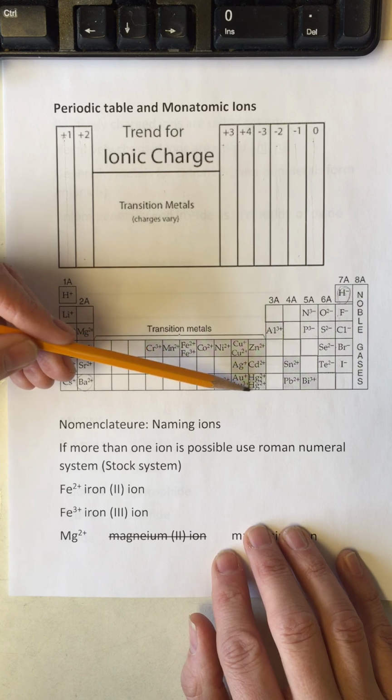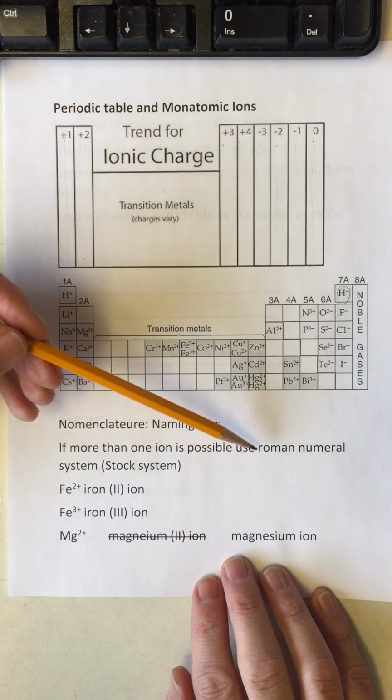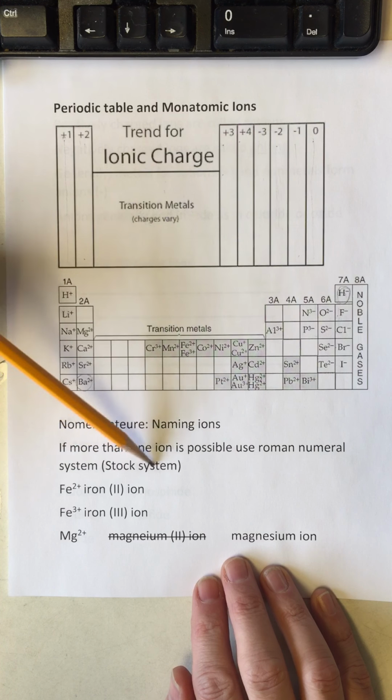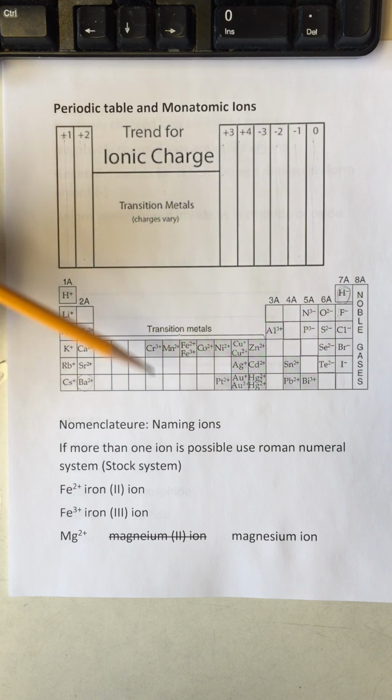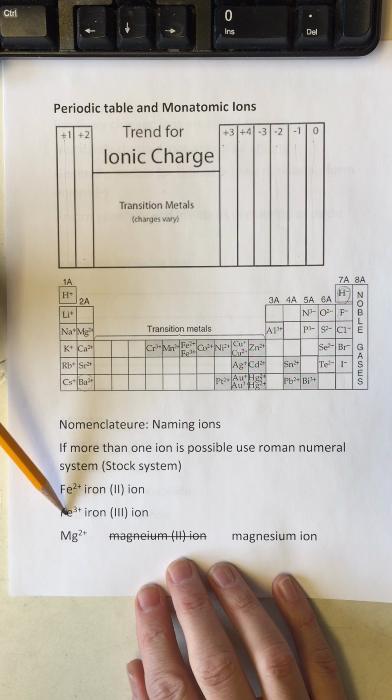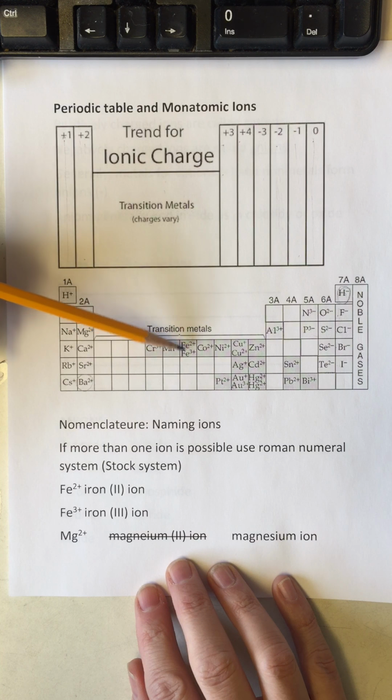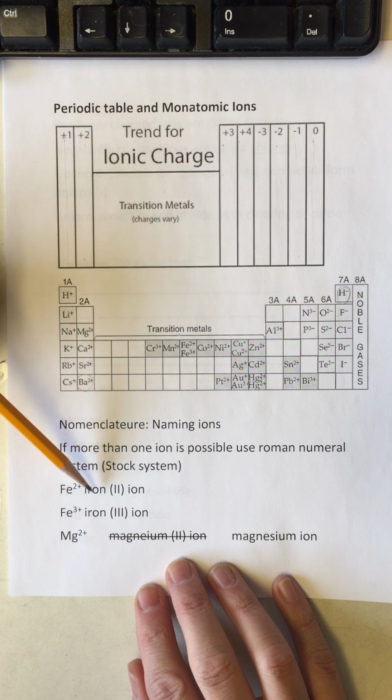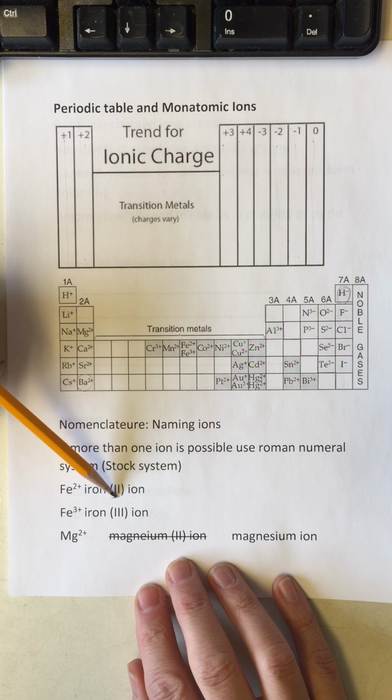Now, the word nomenclature means naming. So we're going to learn a little bit about naming ions here. Not compounds yet, but ions. If there is more than one ion possible for an element, you use what is called the Roman numeral system, or the Stock system. So for example, Fe plus 2 and Fe plus 3 are both possible ions of iron. So if it's plus 2, we would write it iron 2 ion. Iron, and we use the Roman numeral for 2, ion.